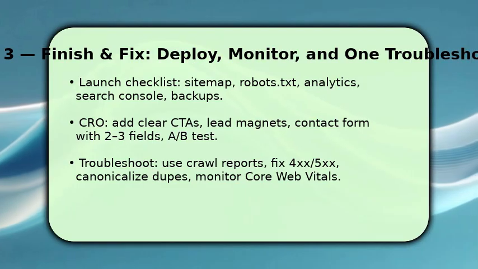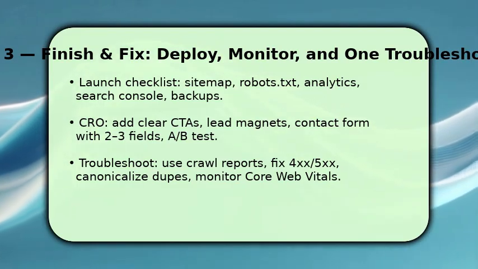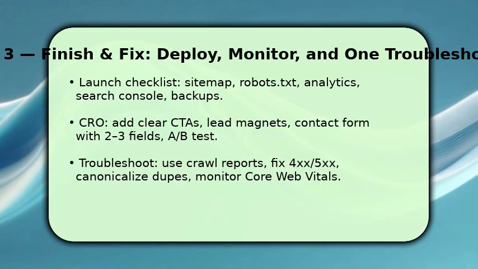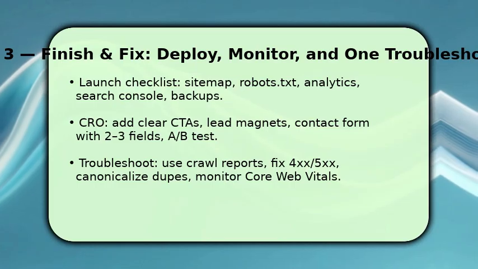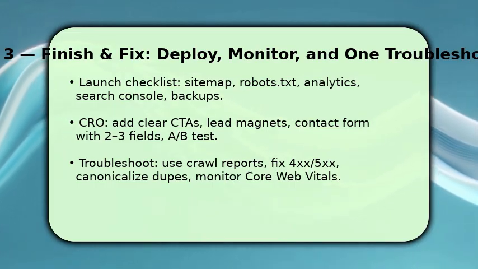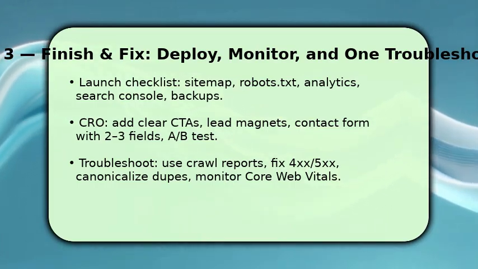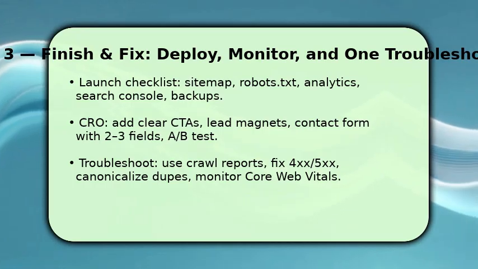Run a checklist. Submit sitemap, configure robots.txt, connect analytics and search console, and enable daily backups. Then focus on conversion rate optimization. Place clear CTAs, offer a lead magnet, use a 2-3 field contact form, and run A/B tests on headlines.